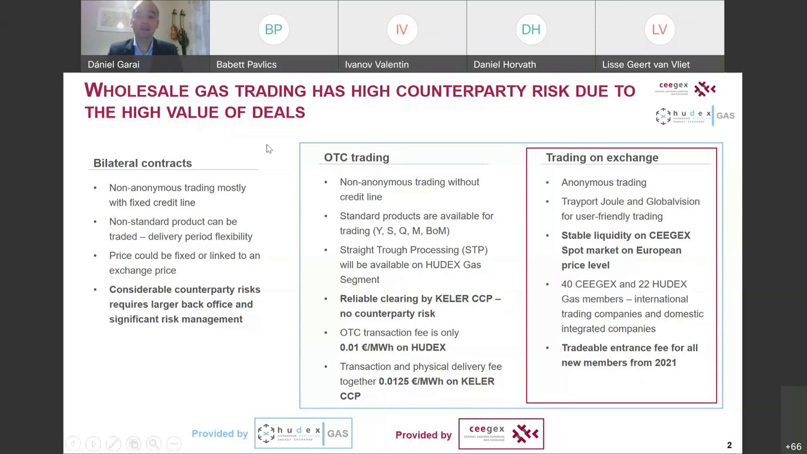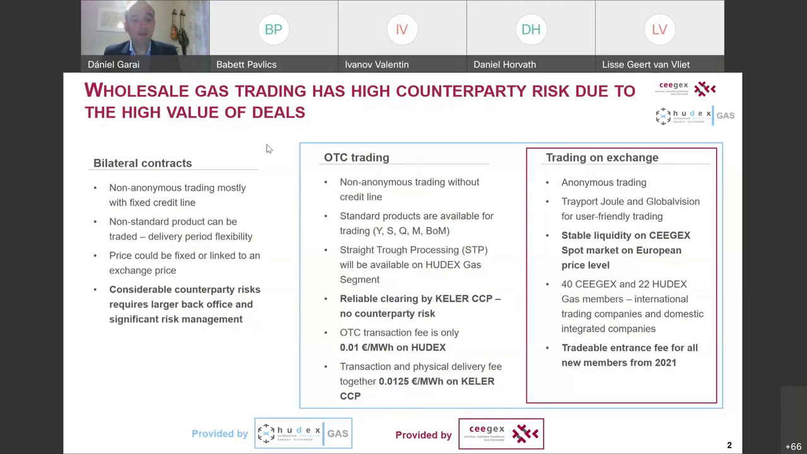And on trading on exchanges, the last type of trading, is completely anonymous trading on markets, where we have stable liquidity on our spot market. The price levels are, of course, very interlinked and very close to other European exchange markets. That shows the liquidity for, I would say, many years now already. That's quite a significant achievement, I would say, for our market.